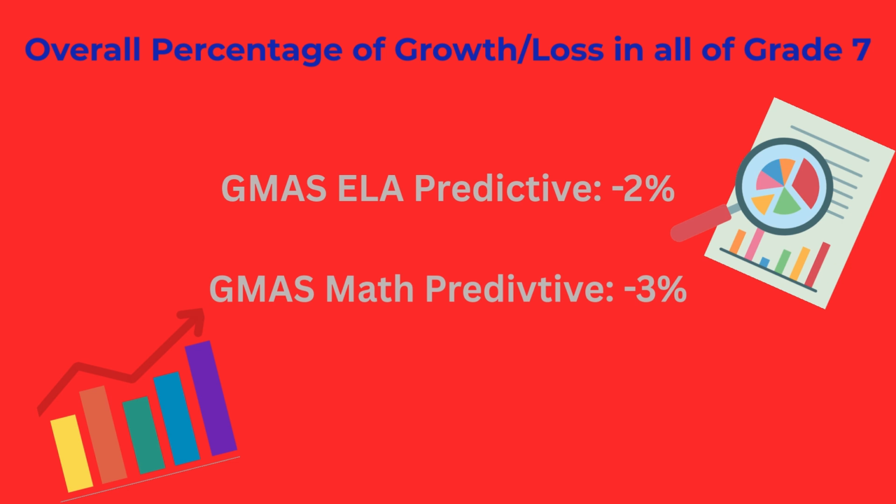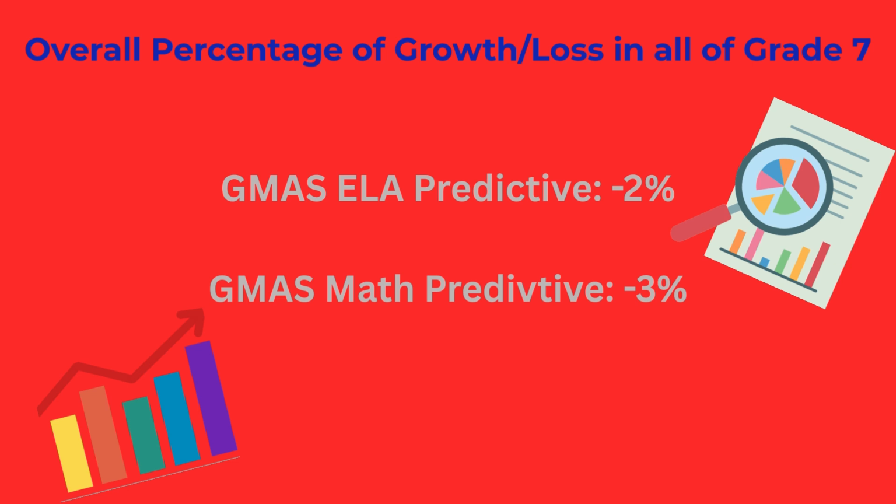So overall, our percentage of growth or loss in 7th grade, when we put all of our information together, it looks like we may lose up to 2% or around 2% in ELA from last year, and we may lose around 3% for our math on the GMAS for these upcoming GMAS tests for these 7th graders.